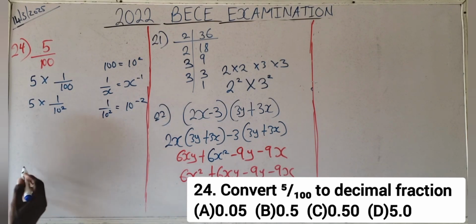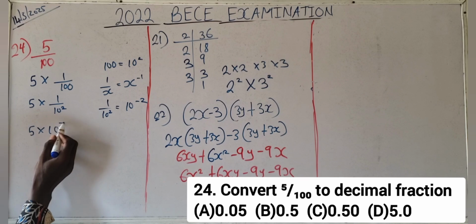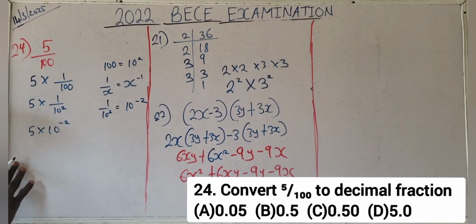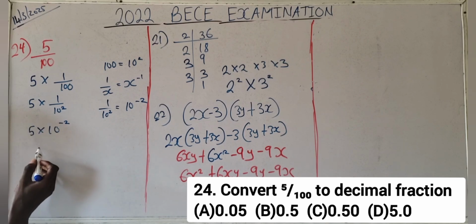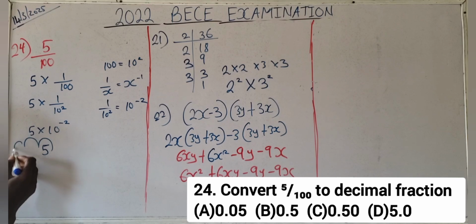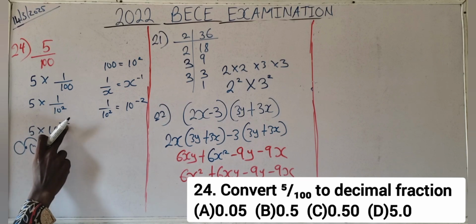Now, let's proceed. So, I can rewrite 1 over 10 raised to the power of 2 as 10 raised to the power of negative 2. So, I'm going to have 5 times 10 raised to the power of negative 2. Do you understand? Now, because this exponent has a negative sign, I'm going to have 5, then 0, 0, because the decimal point will stand here. The reason is because I'm having negative 2 here.